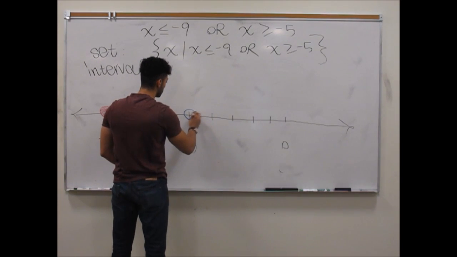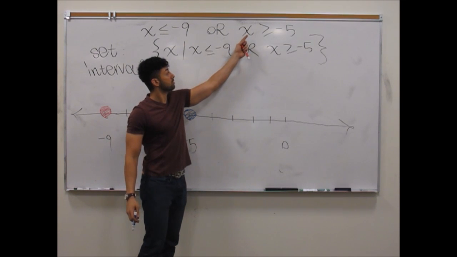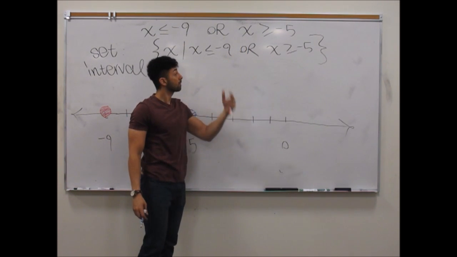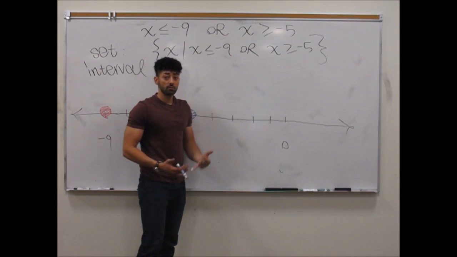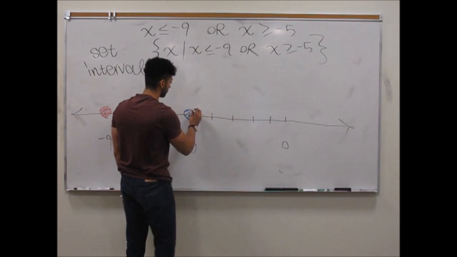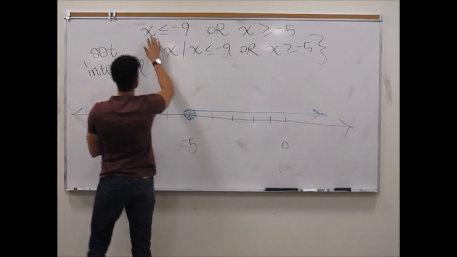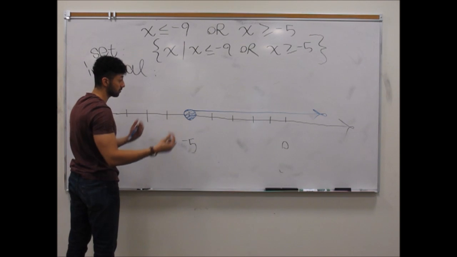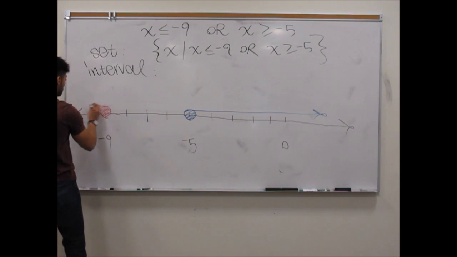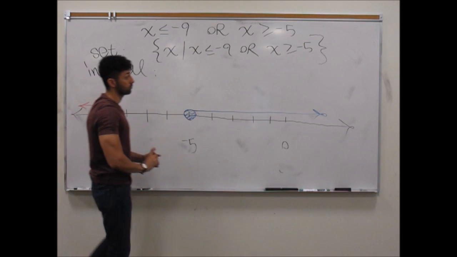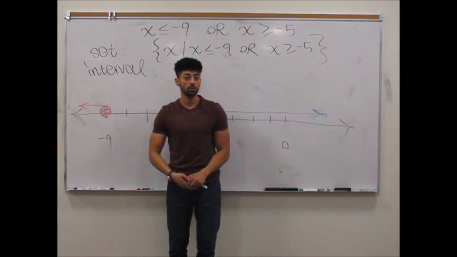This guy is also included, negative 5. So what this piece is saying is x is greater than or equal to negative 5. Values that are greater than negative 5 go to the right. This is saying x is less than negative 9. Values that are less than negative 9 go to the left. Pretty much when it says less than, you go to the left. When it says greater than, you go to the right.